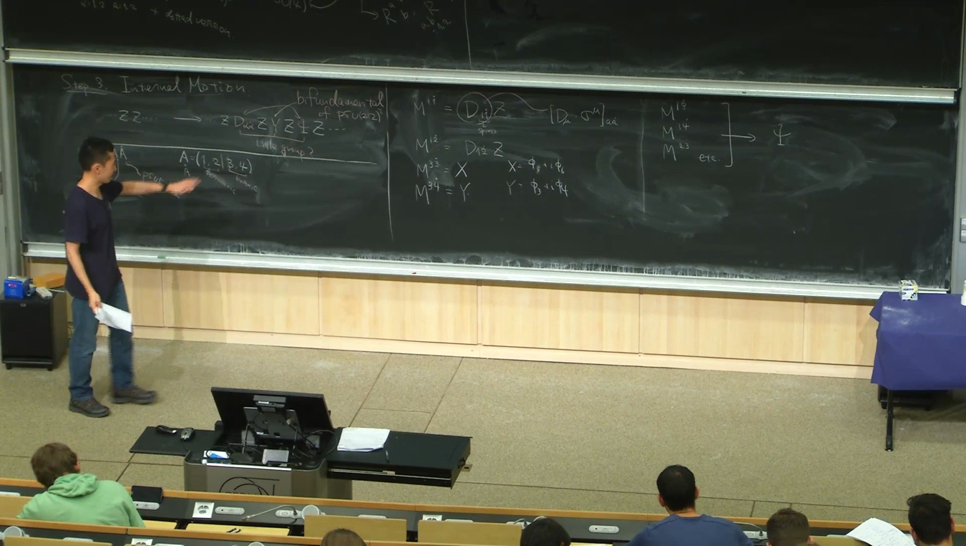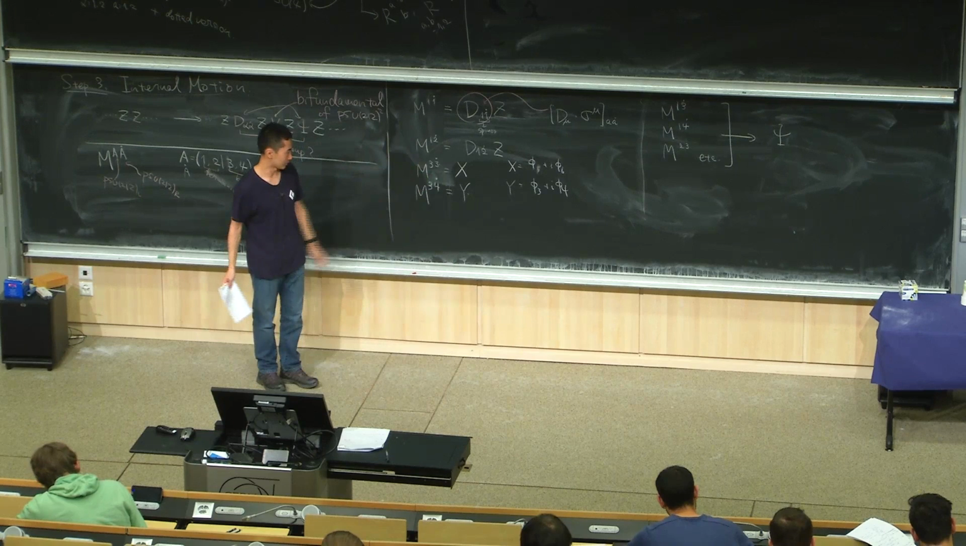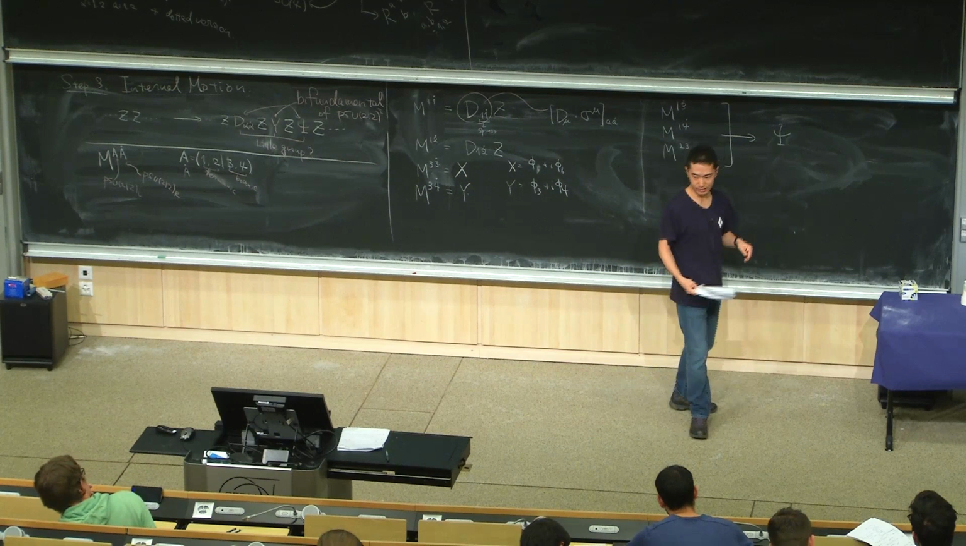So to summarize, if you take two fermionic indices, then it corresponds to covariant derivative. If you choose two bosonic indices, then it corresponds to scalar. Whereas if you choose one fermionic and one bosonic, then it corresponds to fermion. So this is how you classify the internal motion.